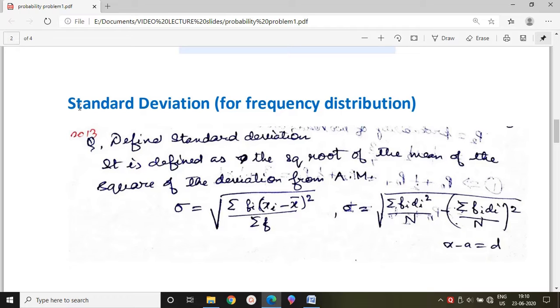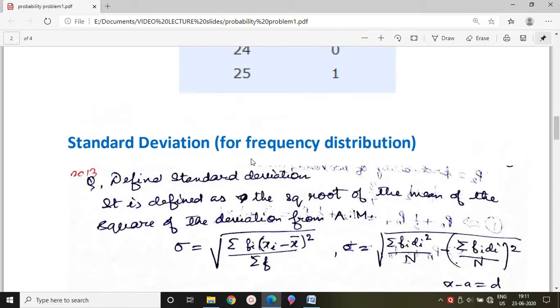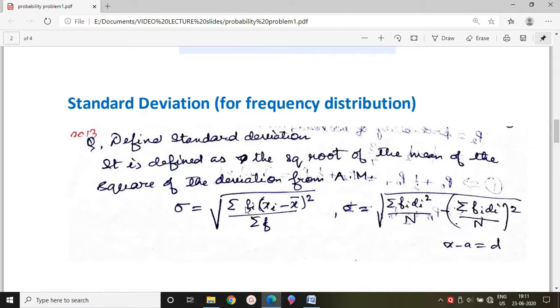How will you calculate standard deviation for a set of data? Standard deviation is defined as the square root of the mean of the squares of deviations from their arithmetic mean. If you see the definition of the mean deviation and standard deviation, there is a difference.